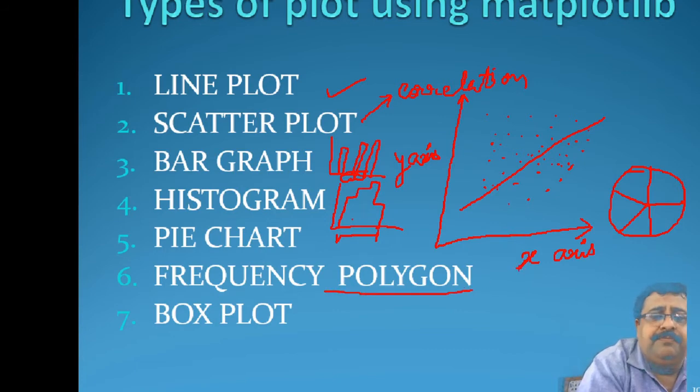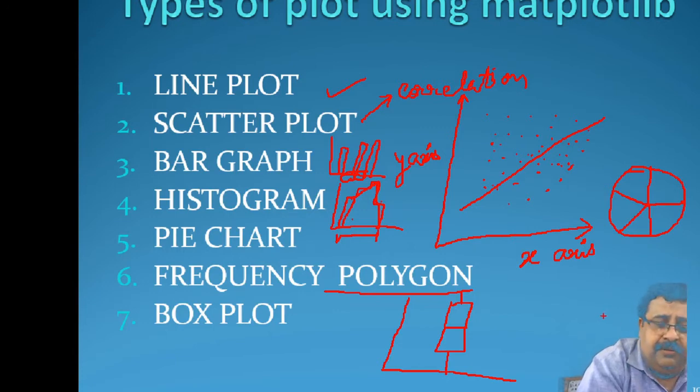Then we have the frequency polygon. The frequency polygon is basically derived from the histogram only. So what is done? The midpoints of the histogram bars are marked, and then they are connected. So it forms a frequency polygon. And similarly, the box plot plots the quartiles and the median. So this is a box plot. We'll learn more in the further classes.